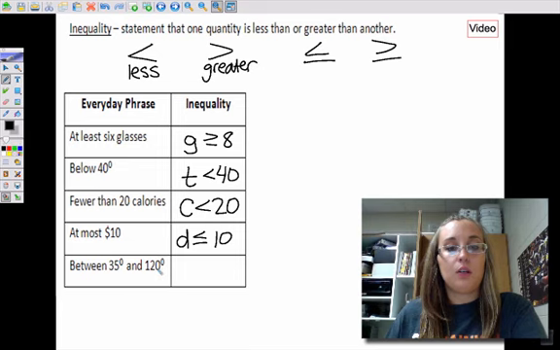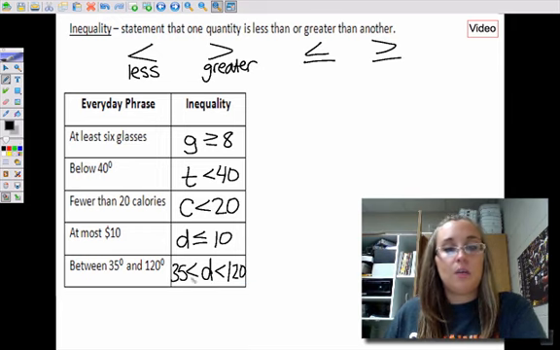Between 35 and 120, this might be something different for you. If we're going to do something where we need a range of numbers, we're going to put the variable in the middle. So it looks like we're talking about degrees, so I'm going to use D. And I need D to be in between 35 and 120. It can't be equal to them. So D could be less than 120, and D could be greater than 35. Or you could read it 35 is less than D is less than 120. It means D is going to be in between 35 and 120.